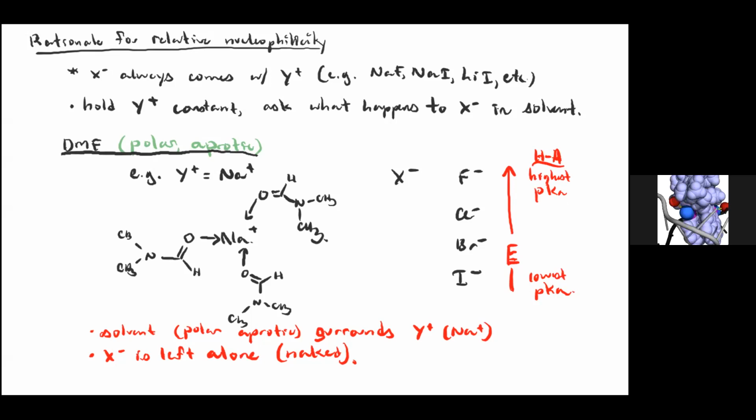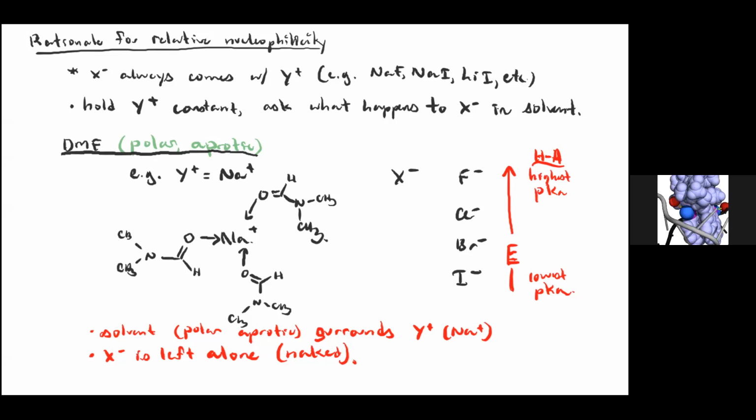HF has a pKa of 3. That's higher than any of the halogen acids. And we know that the higher the pKa, the less stable the conjugate base. So fluoride is going to be less stable than iodide unless there are any other factors that influence that stability.